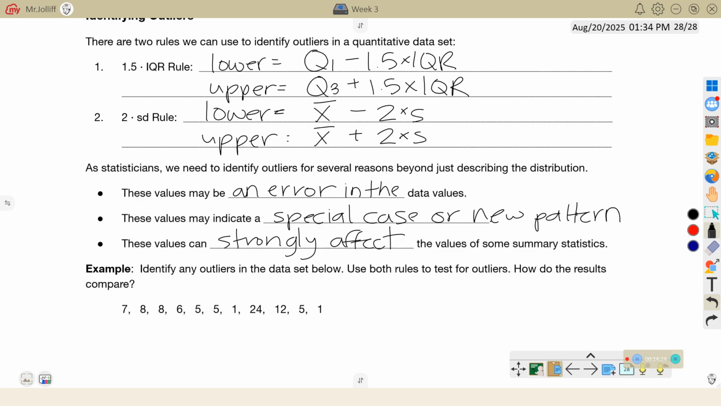And I don't want to exclude a value if it's not an outlier, right? So there could be a value in here that looks really big in my graph, but it turns out it doesn't meet that mathematical requirement. I shouldn't drop it from the data set. I need to include it. It's not an outlier.